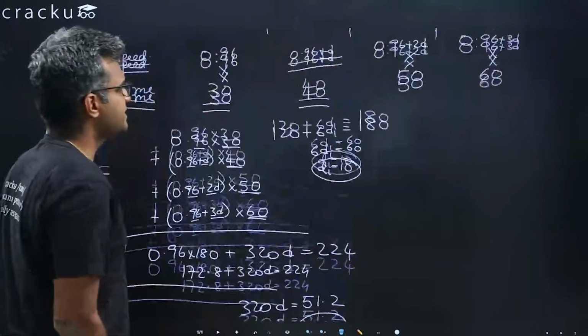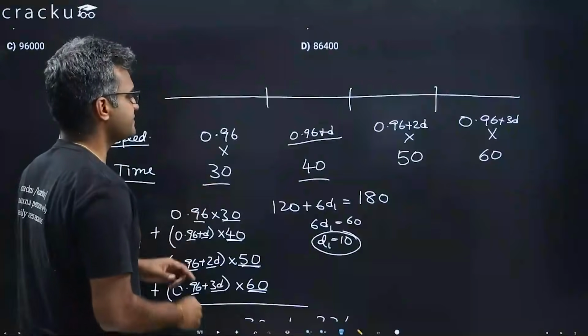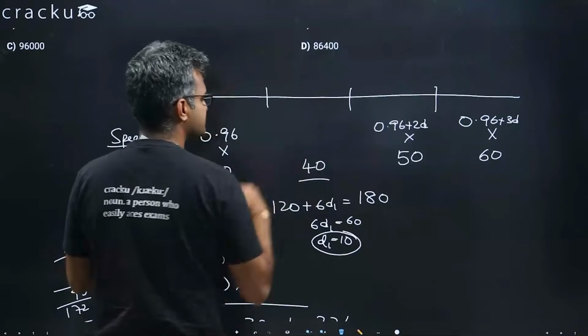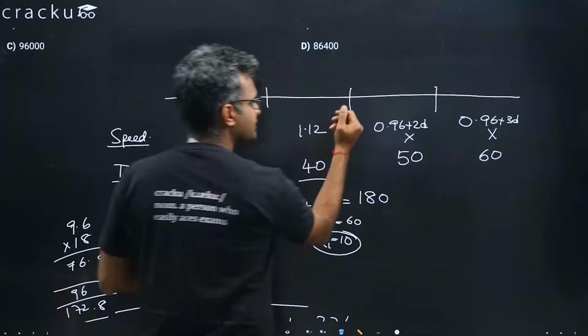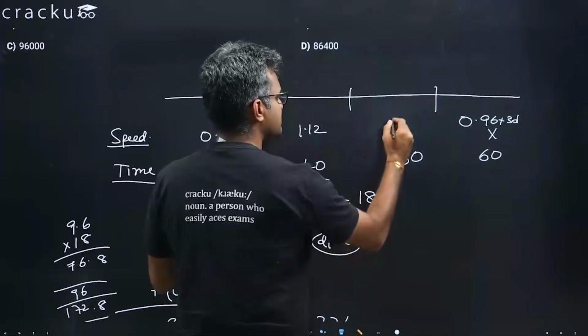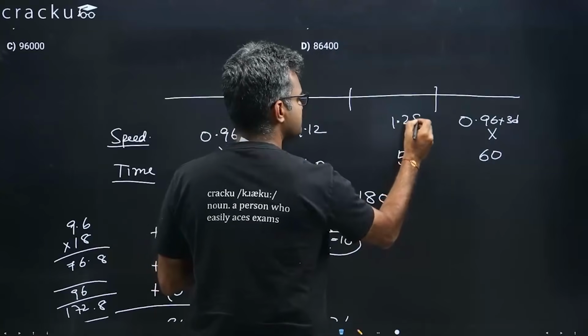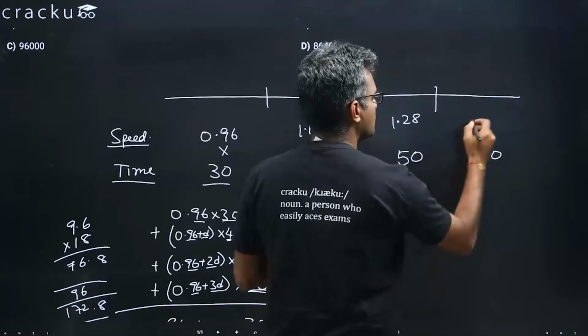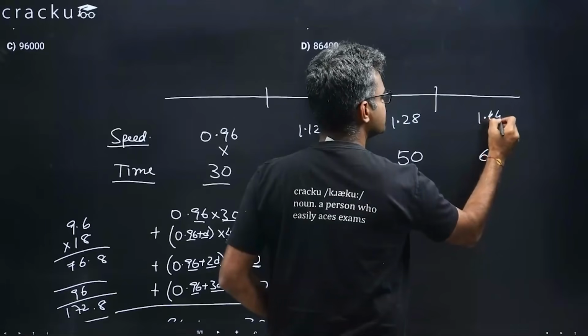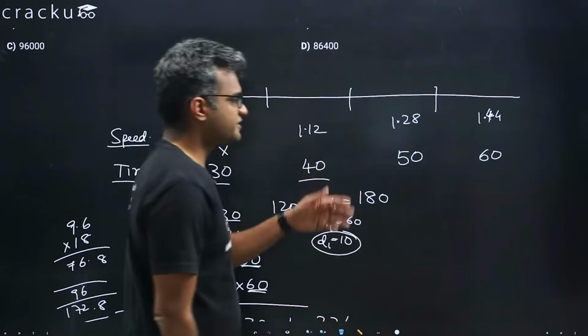This would imply that the speed in the second part is 0.96 plus 0.16, which is 1.12 kilometers per minute. In the third one, you have to again increase by 0.16. So this is 1.28 kilometers per minute. And in the last one, it will be 1.44 kilometers per minute. This is the speed in the four parts.